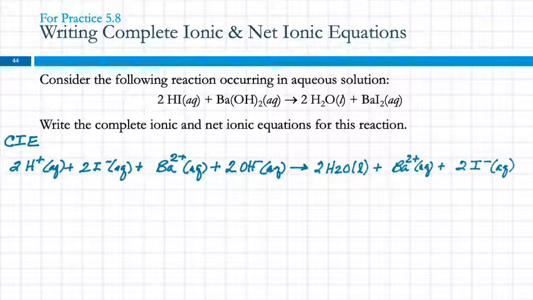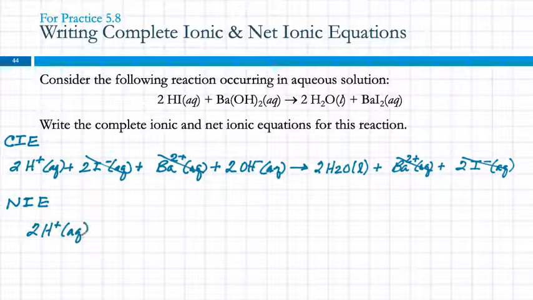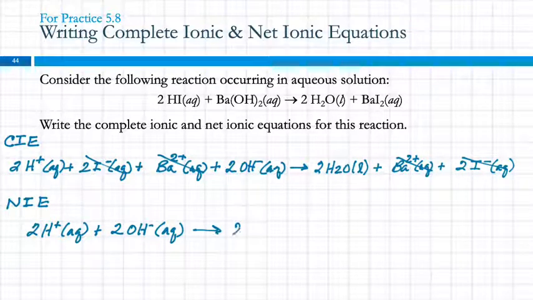We're going to cross out the spectators. So we look at who's the same on both sides. Well, barium. Nothing happened to barium. And iodide. Iodide doesn't change. So for the net ionic equation, and this is an abbreviation that is used, NIE, net ionic equation, I'm just going to copy down what's left. 2H plus aqueous plus 2 hydroxides aqueous, making 2 H2O liquid.